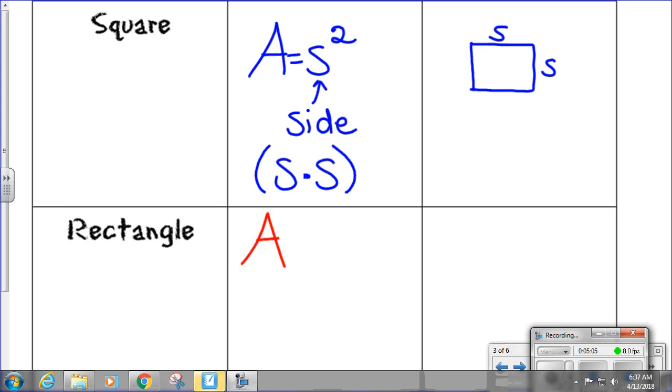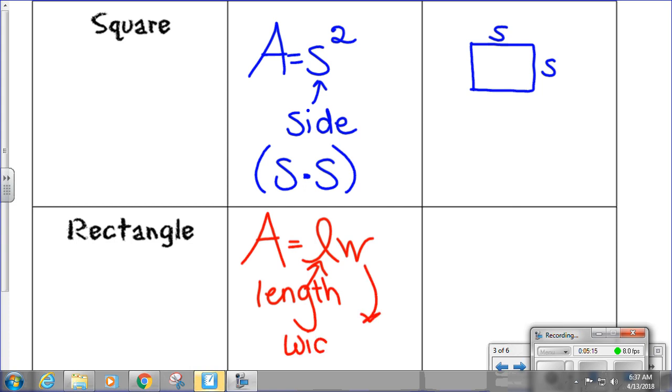Rectangle area formula. Area equals lowercase l representing length, lowercase w representing width. Area equals length times width. And there's my picture to show you where you would get the information for your formula.